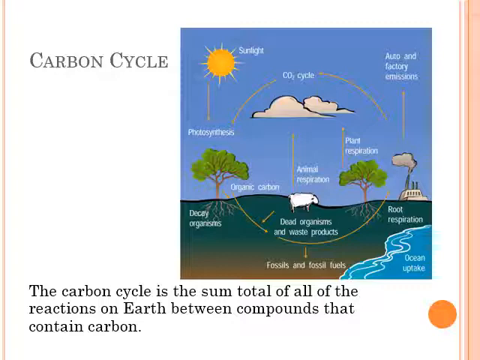This is the sum total of all the reactions on Earth between compounds that contain carbon, releasing carbon dioxide and absorbing carbon dioxide. Typically, we think of this in terms of plants and animals, right? You guys have this idea with the carbon cycle that plants produce oxygen by taking in carbon dioxide, and we produce carbon dioxide and take in oxygen. It's a relationship.